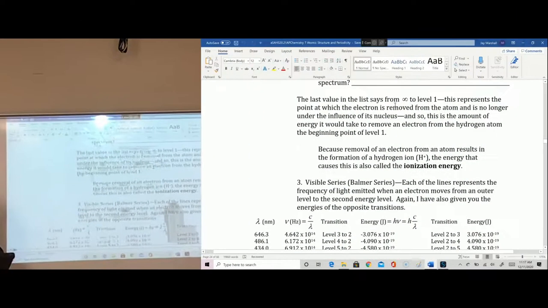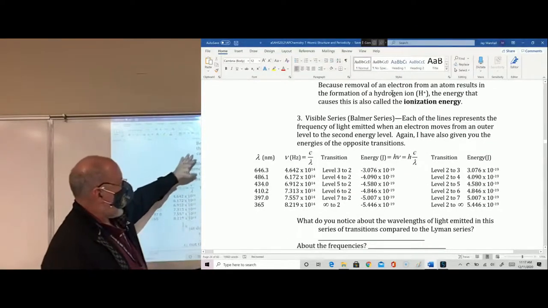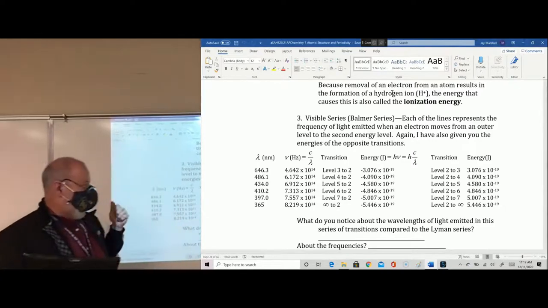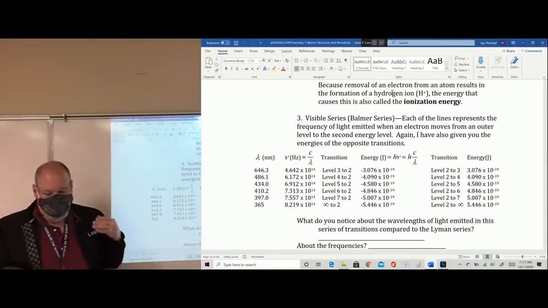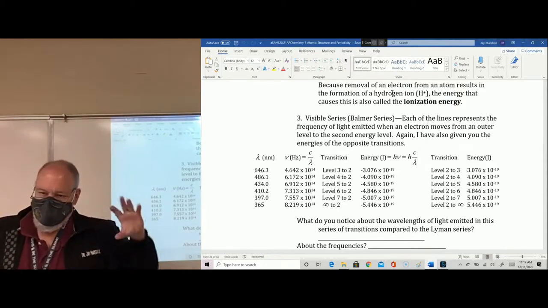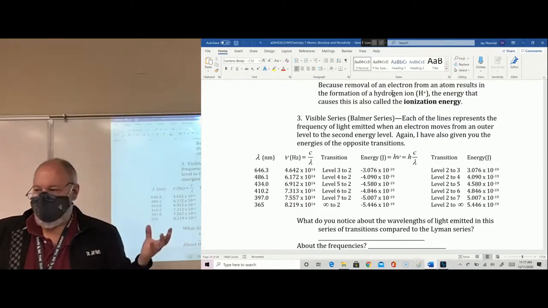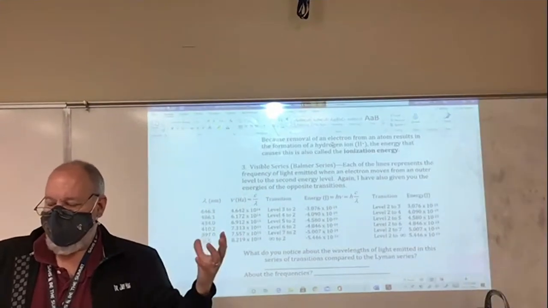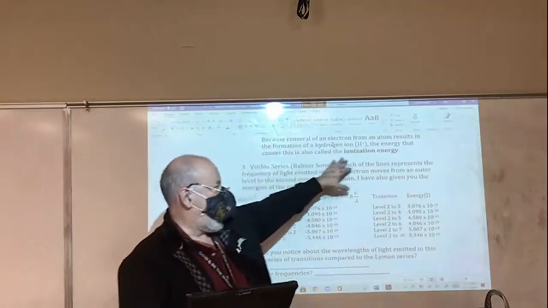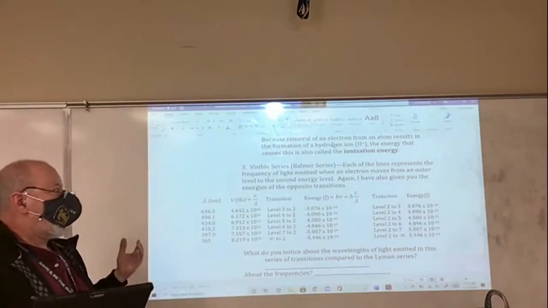Because removal of an electron from an atom results in the formation of a hydrogen ion, the energy that causes this is also called the ionization energy. And so this is a property of every atom. Every atom has outer shell electrons, right? And to remove one of those electrons, I have to supply energy. And this is called the ionization energy. So the ionization energy is a property of every atom.